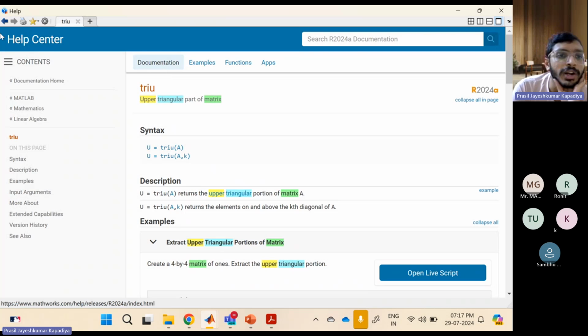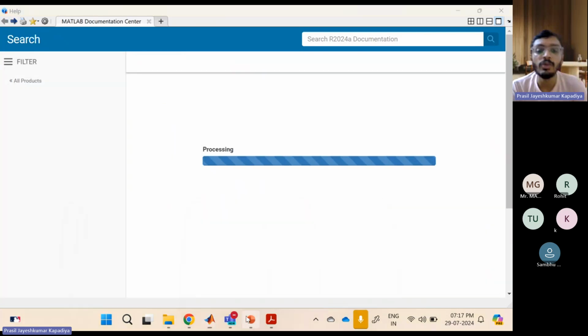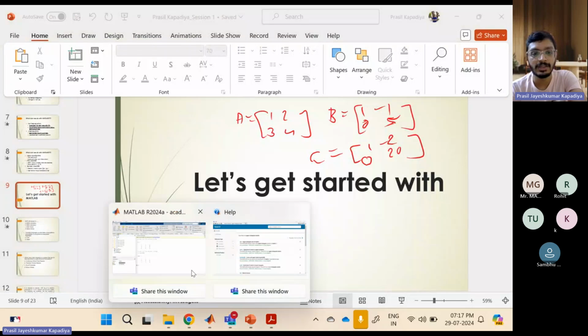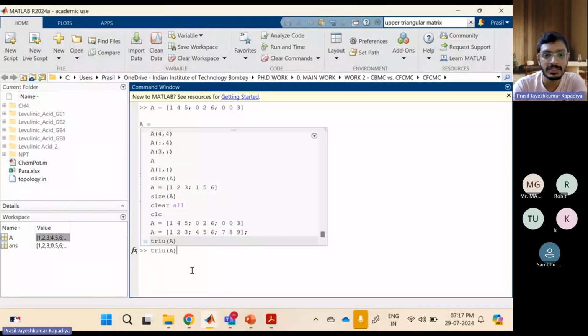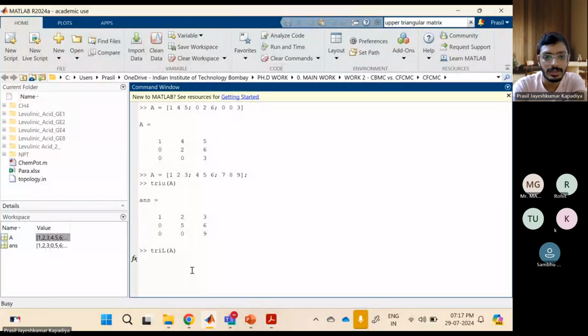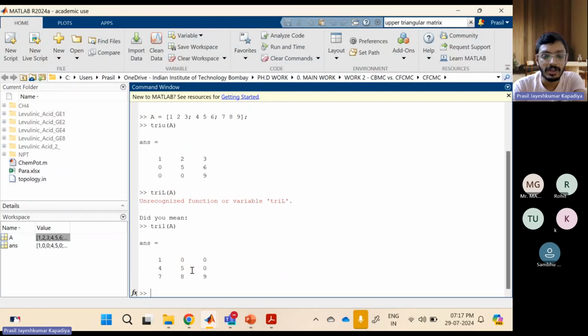Okay, and lower triangular, I don't know what it would be. LOWU? No, it is okay. No, it will be TRIL, I guess. We can try. I don't know if it is TRIU or L. Oh no, L should be small. Yeah, so okay. This is how you can form your upper triangular and lower triangular matrix from any matrix.